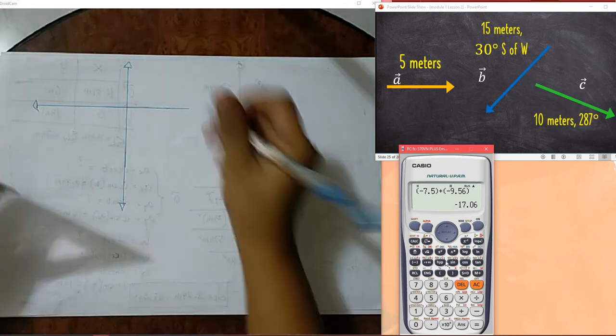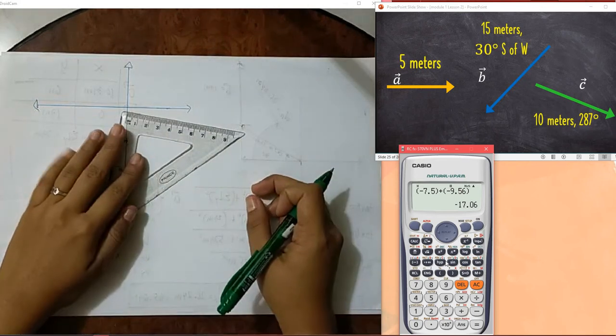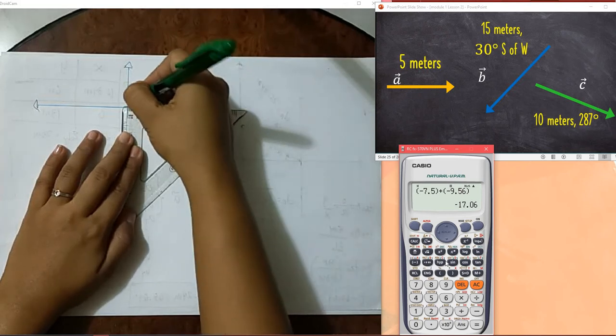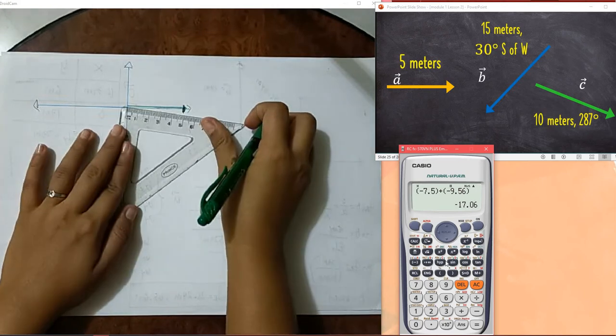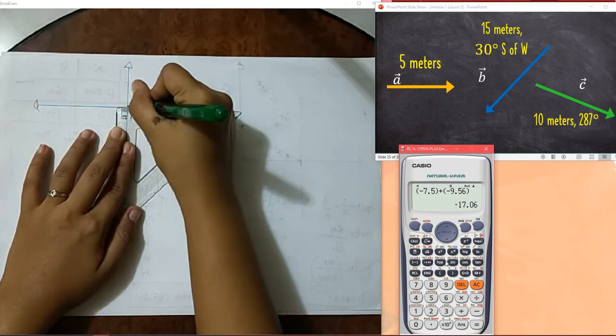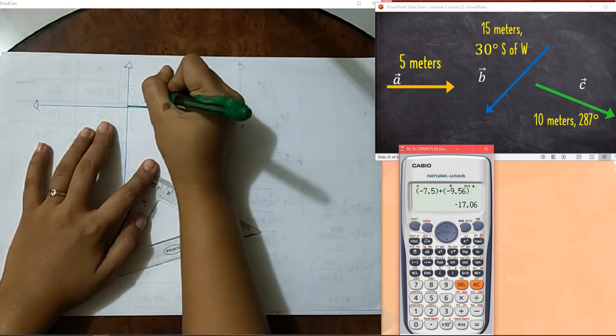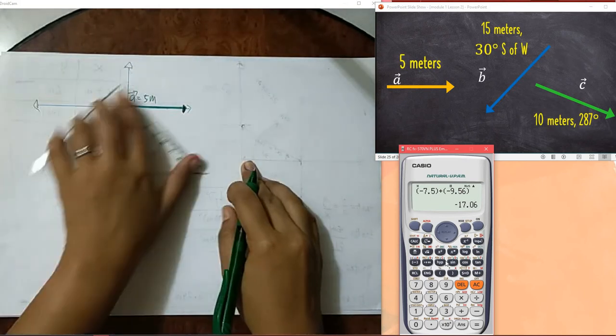Now let us plot our first vector. We have 5 meters going east. So I put here the 5 meters going to the east. Oh, sorry, it should not be on top of x. There. Nice. This is 5 meters. This is for our vector A. Now, let us use our head-to-tail method.